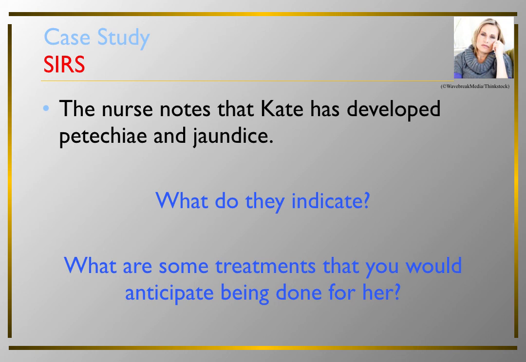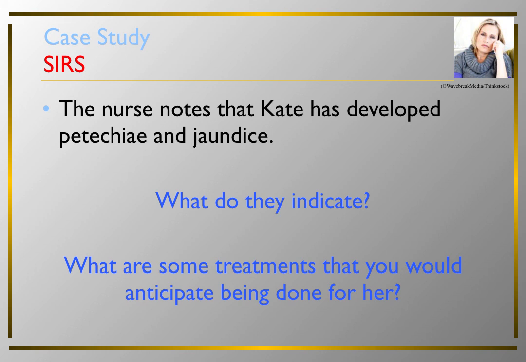So the nurse notes that Kate has developed petechia and jaundice. What do they indicate? Well, jaundice indicates an increase in bilirubin level that is related to impaired liver function. So I would suspect her liver is having some problems. The petechia could indicate disseminated intravascular clotting, or DIC.